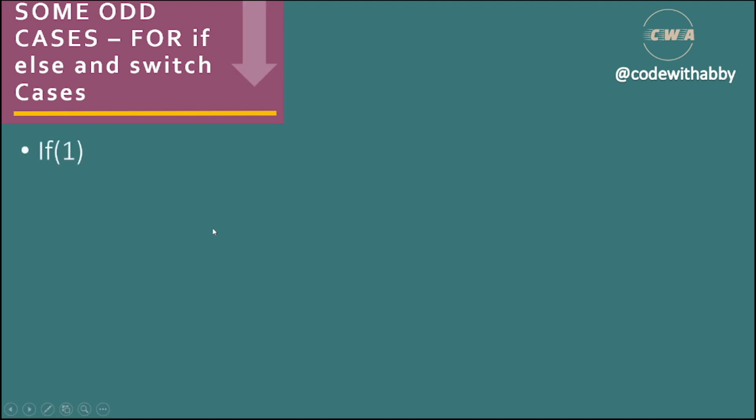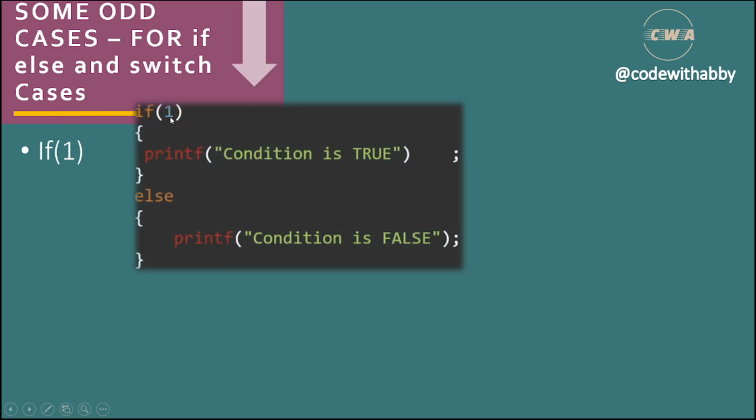So the first thing is, what is the meaning if you are writing if one? So one is considered to be true here. For example, if you're writing if one, condition is true, else condition is false. In this case, if you're writing one, then this condition is true will be displayed.